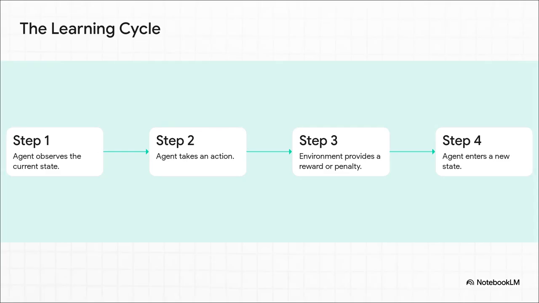So let's walk through that loop one more time, step by step. Step 1, the agent looks around and figures out, where am I right now? That's the state. Step 2, based on where it is, it decides, okay, I'm going to do this. That's the action. Step 3, the environment gives it feedback, a reward or a penalty. And finally, step 4, the agent is now in a new spot, a new state. And then the whole thing just repeats, again and again, sometimes millions of times, until it slowly builds this map in its head of what to do to get the most rewards.